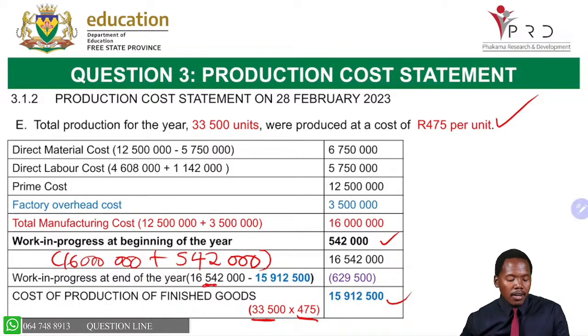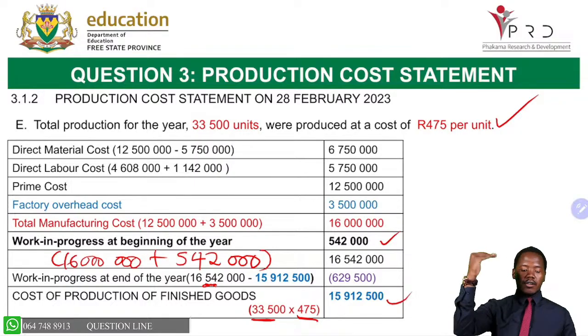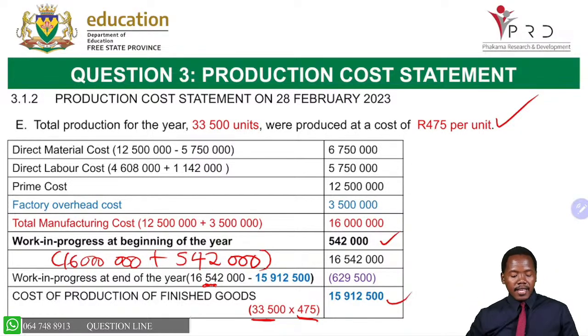We take 16,542,000 above minus the cost of production of finished goods of 15,912,500. And then we get our answer to be 629,500. Right, great job. I hope you got this one right. This is our production cost statement. Now we are going to look at some other additional items for our cost accounting.